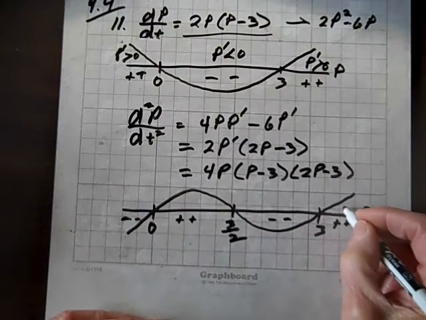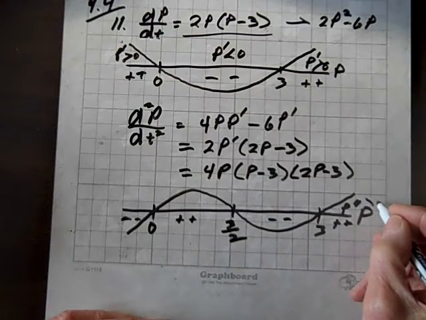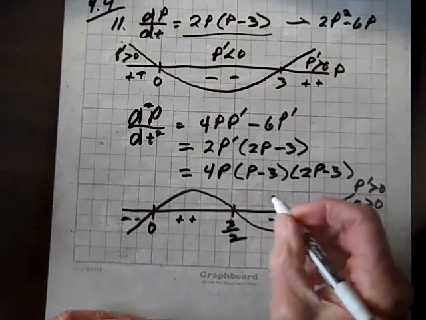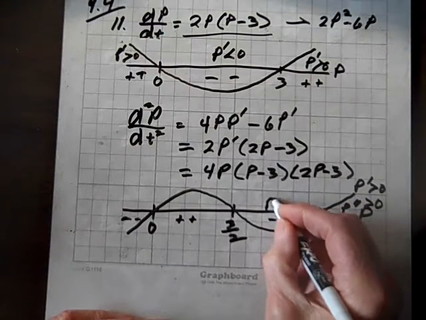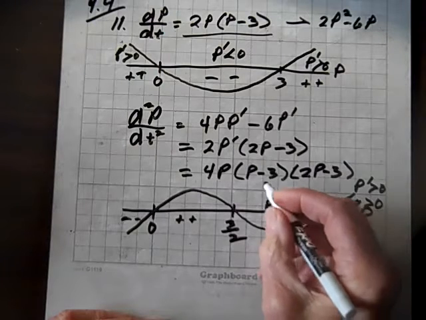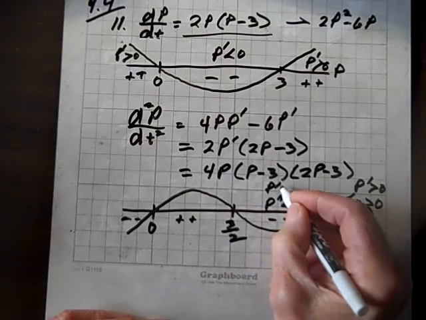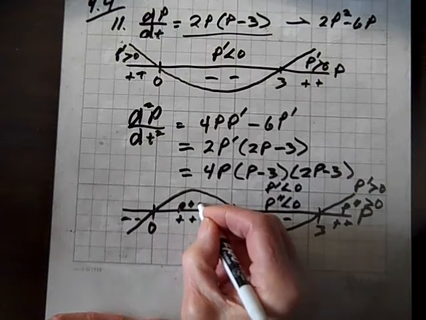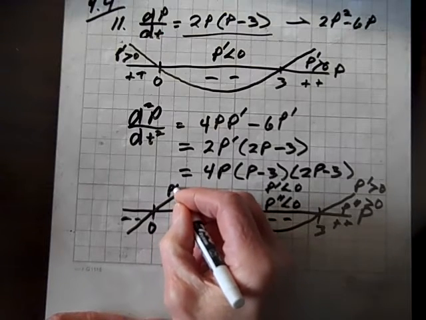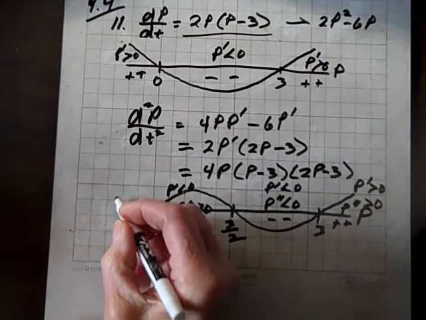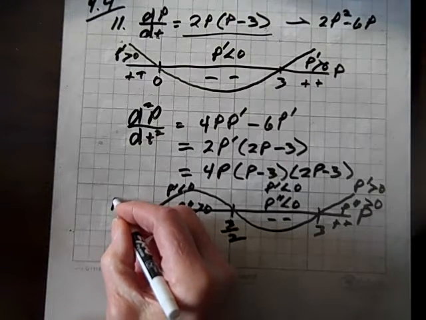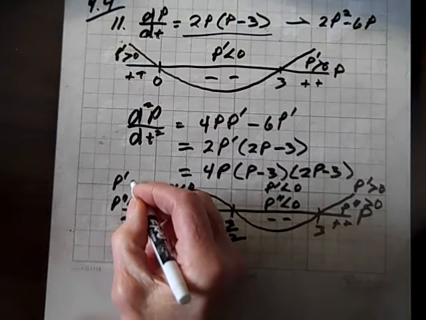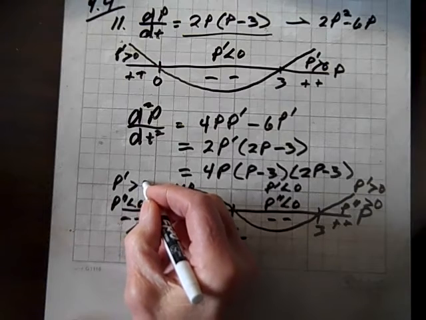And so p double prime is greater than 0 here, as is p prime is greater than 0. Here, p double prime is less than 0, and p prime is less than 0. On this interval, p double prime is greater than 0, but p prime is less than 0. And on this interval, p double prime is less than 0, and p prime is greater than 0.